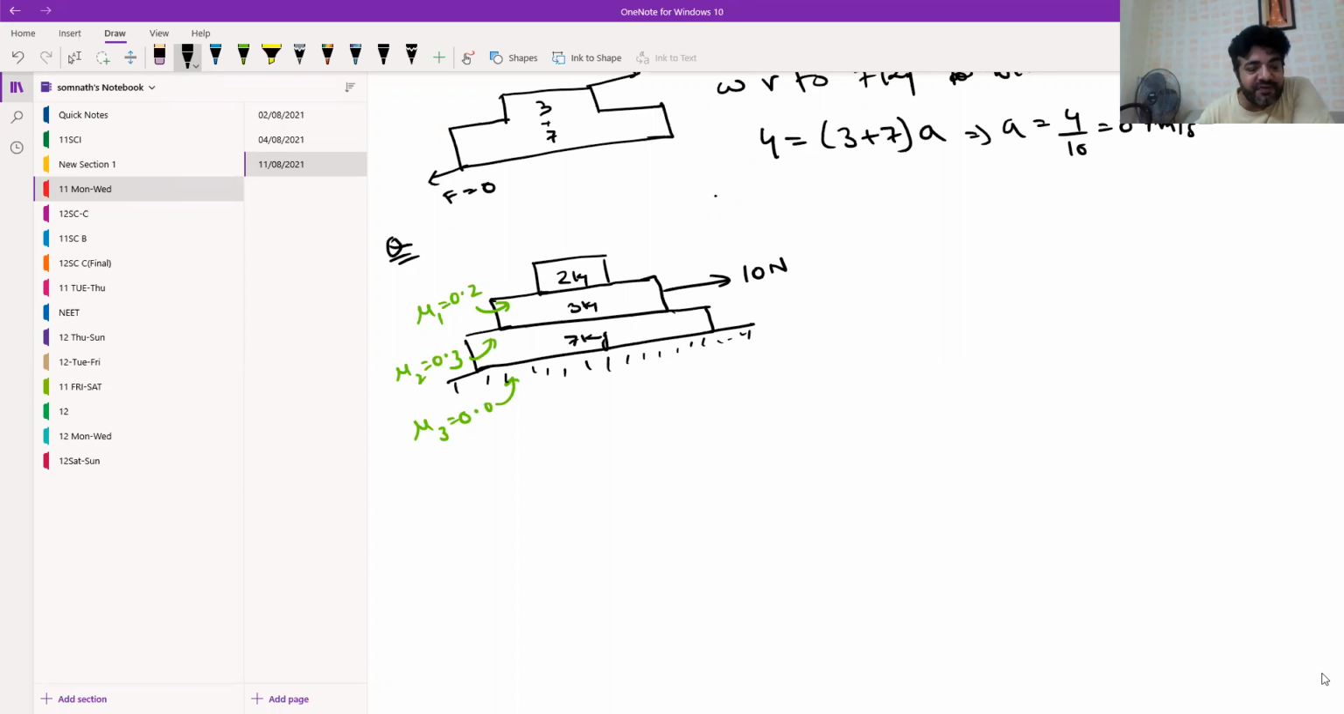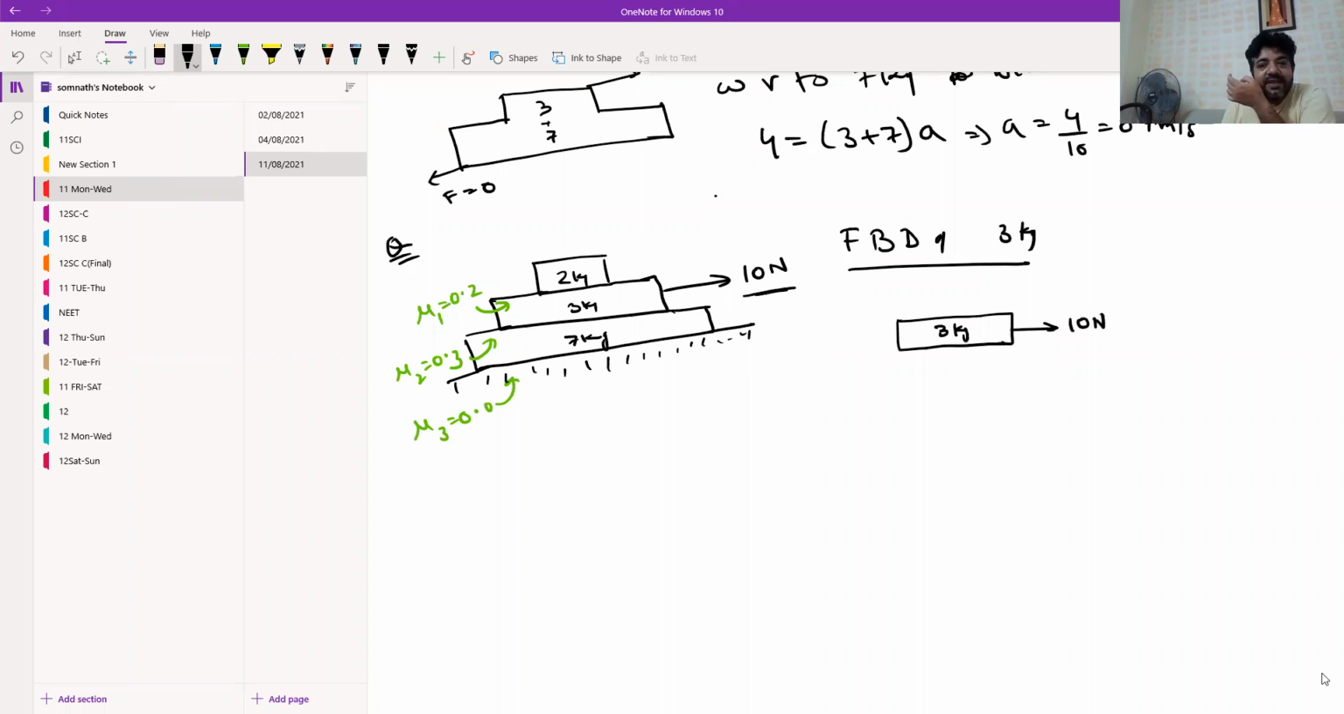So maybe confusion is there, so you always draw the free body diagram. So, the free body diagram of 3 kg. Why am I putting 3 kg first? Because I'm applying the 10 Newton on the 3 kg block. So first I'm going to draw the free body diagram of the 3 kg block. And this is the 10 Newton force applied. And here, see, between 3 kg and 7 kg, due to frictional force, 0.3 is the coefficient of friction, 3 into 10, that is 9 Newton. Yes or no?